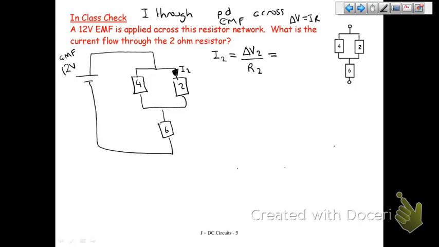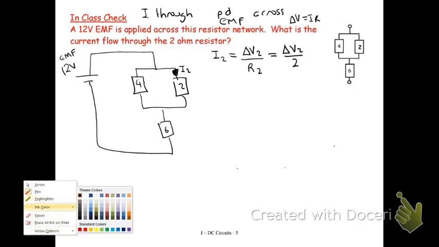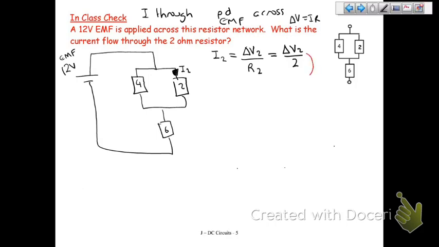Put in what you know. I know the 2, so this is delta V2 over 2. That didn't solve it. So let's go down. I want to find the voltage drop across here. I can't use V equals IR, I've already used that. So the next thing I use is EMF is equal to my voltage drop across the 2 plus my voltage drop across the 6.